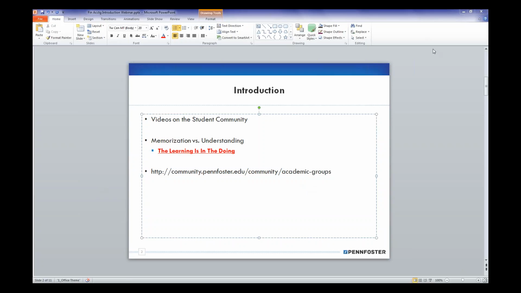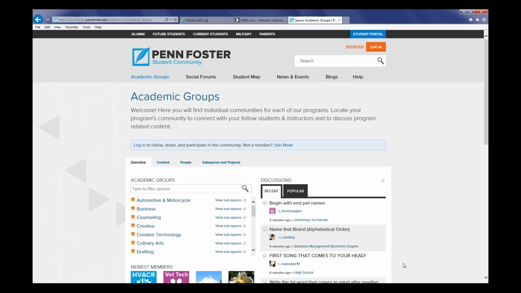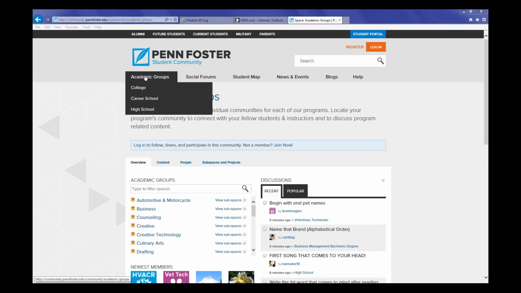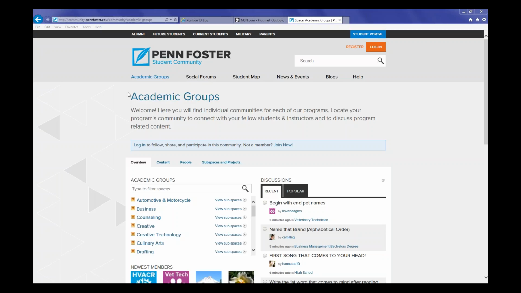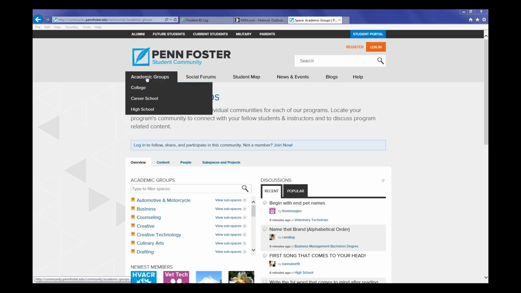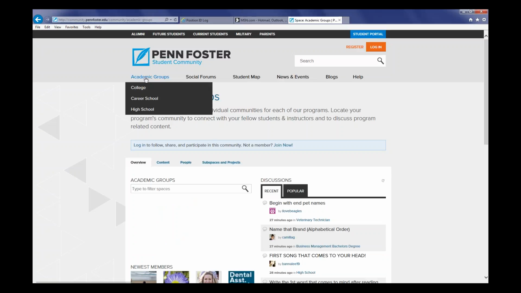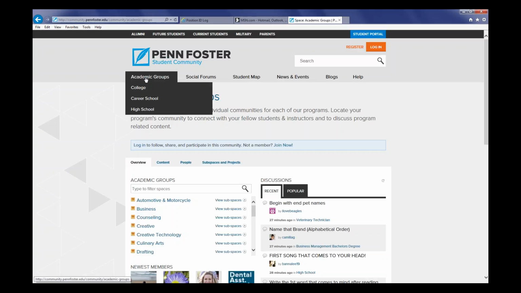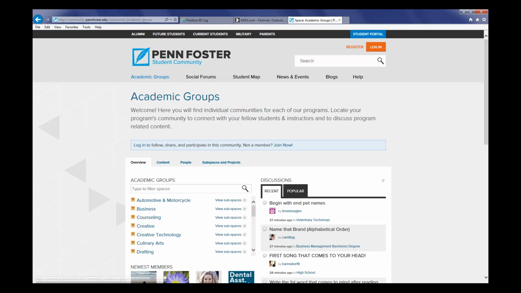I hope everyone has that web address copied, because now I'm going to go out to the student community, and here's what we're looking at. If you come over here to the words academic groups, as you see, when I hovered over it, it gave a drop-down list, but I want you to click on the words academic groups. When you click on them, it'll give you the groups down here on the left-hand side of the page.